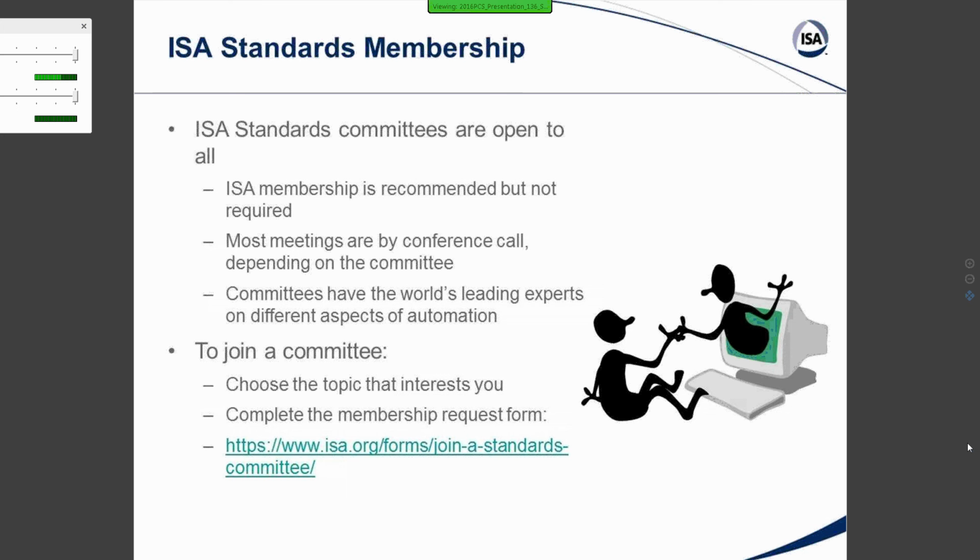There's no requirement to be an ISA member. There's no requirement to travel. A lot of the committees do the majority of their work by email and conference call. And so you can be a full, active, contributing, participating member of a standard committee and not travel. Now, if you're able to make some of the meetings, some of those committees have face-to-face meetings, you get to sit down face-to-face with some of the world's leading experts in that topic.